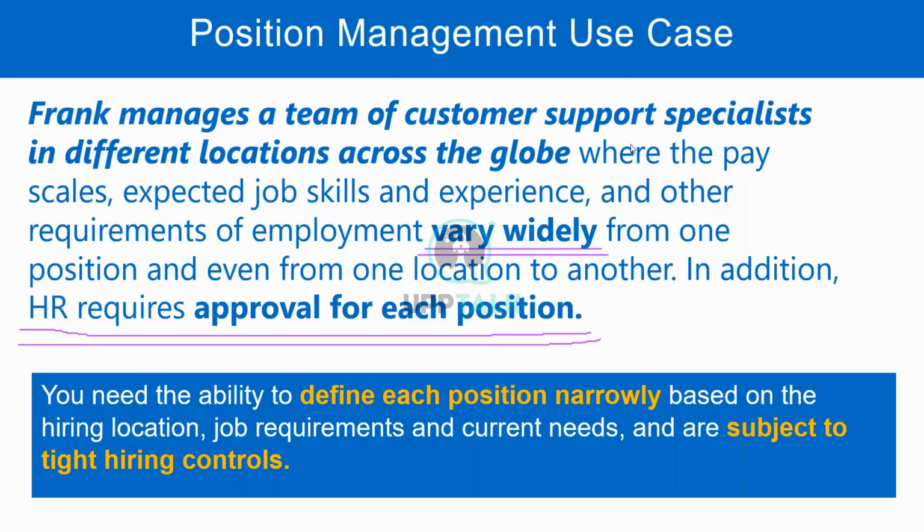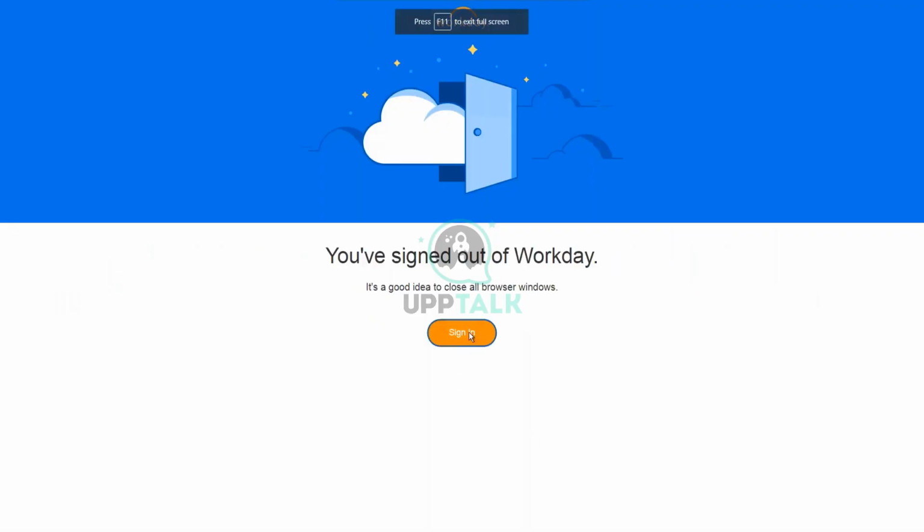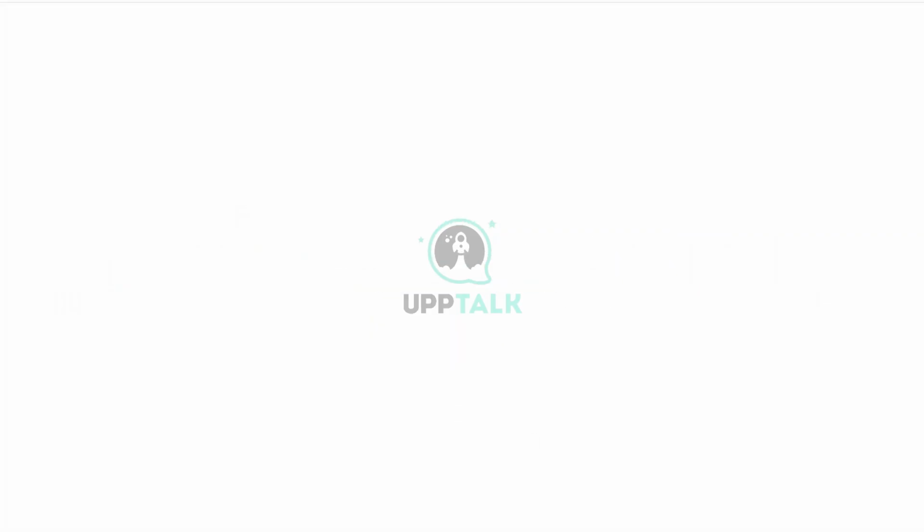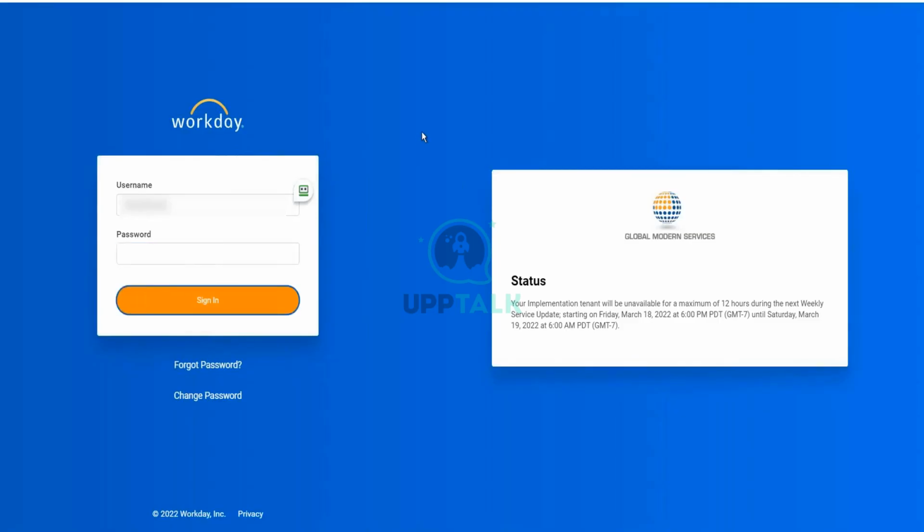Although it is going to be a team of customer support specialists, and everybody is ultimately a customer support specialist, they are going to be in different locations where the pay scales, experience, and job skills expected will vary widely. Now let's go into Workday and see what this all translates to. The hiring restrictions. And what are these hiring restrictions that I'm talking about?